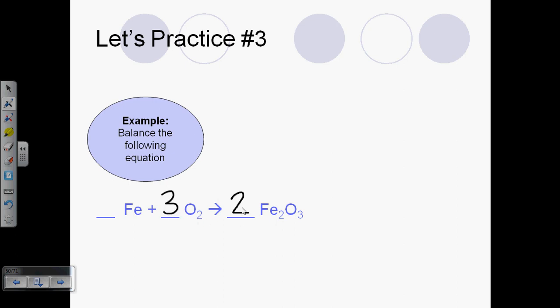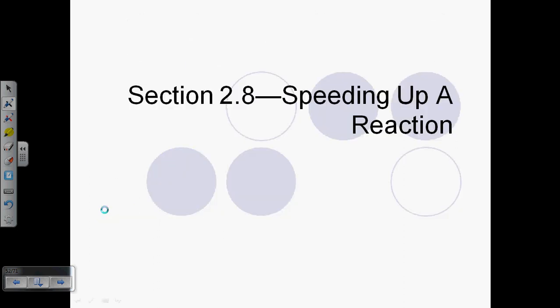So then we have 4 iron on this side, so we have to put a coefficient of 4 on that side, and that balances out that equation. And that's the end of our balancing equation.